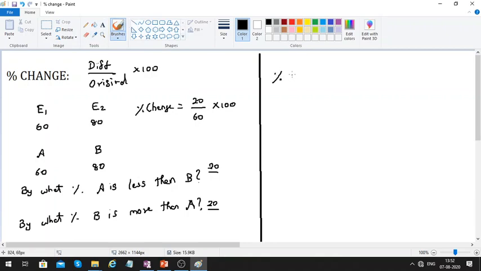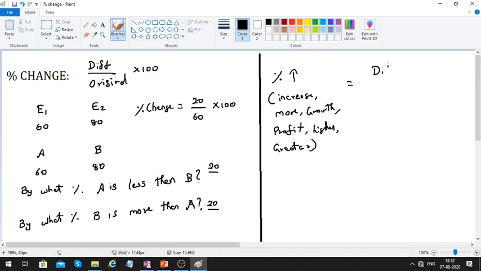Percentage followed by any kind of positive change like increase, more, growth, profit, percentage higher, percentage greater. Whenever you get any words like this in your percentage questions, what you have to do is difference divided by. If something is increasing, it will increase from a lower value to a higher value. So initially the value should be a lower value. So immediately you have to go for difference divided by lower value into 100.